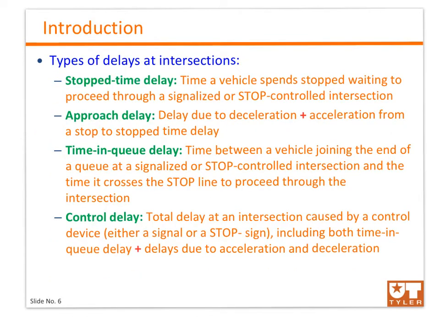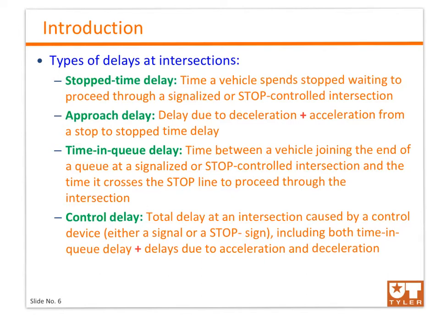So what are the types of delays at an intersection? We have four different types of delays. The very first one is the stopped time delay. Stopped time delay is simply the time a vehicle spends stopped, waiting to proceed through a signalized or stop-controlled intersection. So it has to be there, and that stopped time happens while waiting at a signalized intersection, typically during the red time.